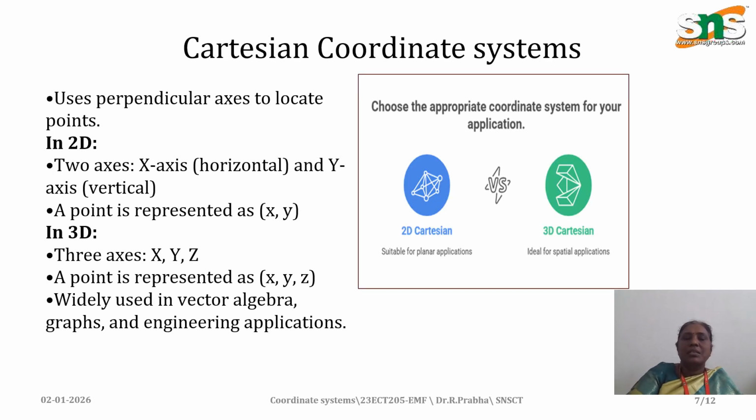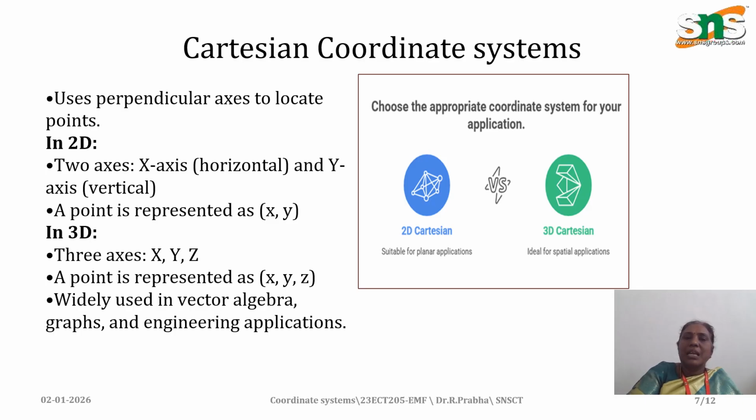And now the first and simplest coordinate system is called the Cartesian or rectangular coordinate system. This coordinate system uses perpendicular axes to locate the points, and in two dimensions it consists of two axes only. One is the x-axis, horizontal, and the y-axis is the vertical axis. In two dimensions, any point in space can be represented by x comma y. So here x comma y are the variables which define the quantity.